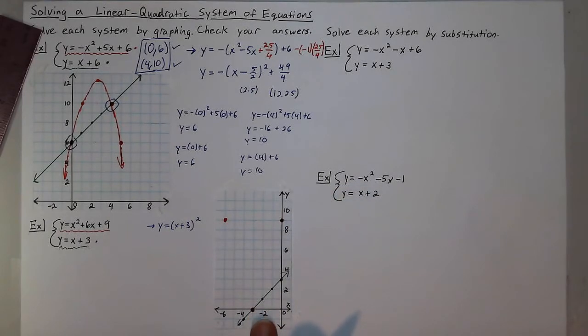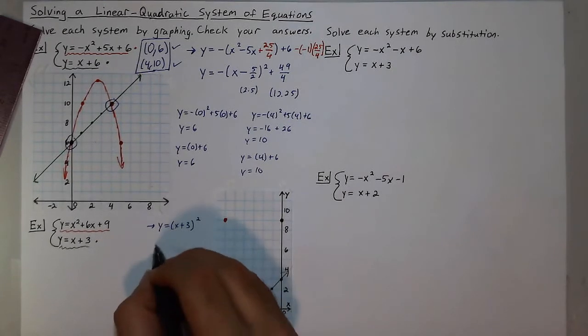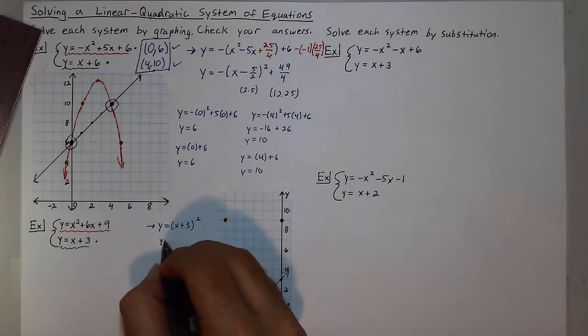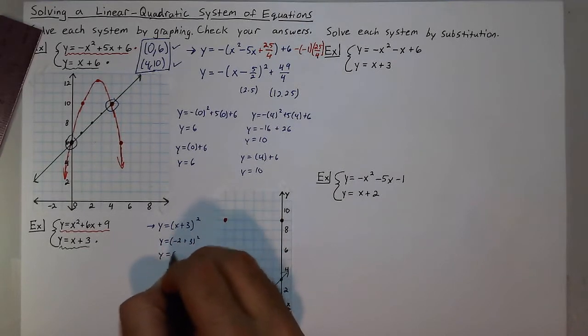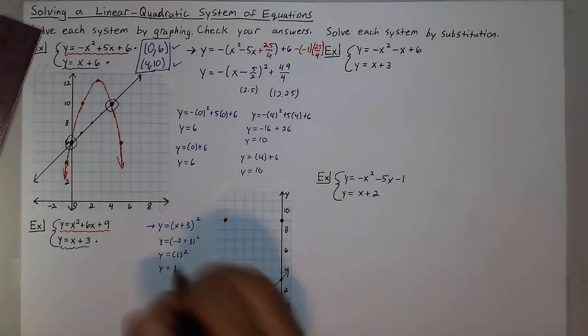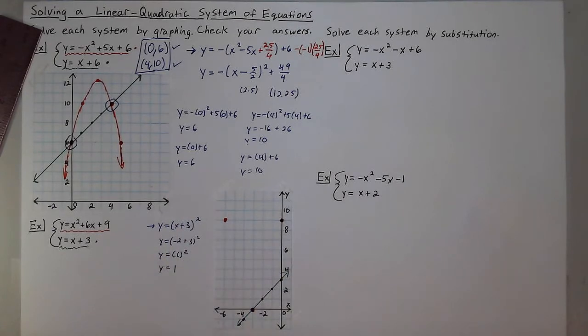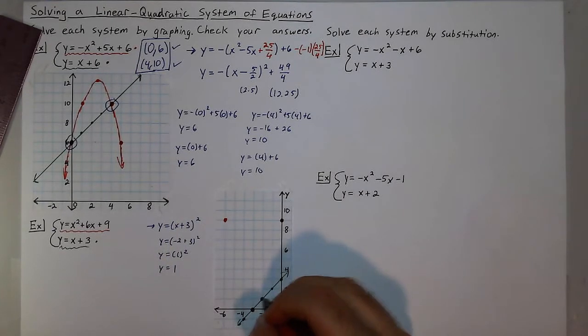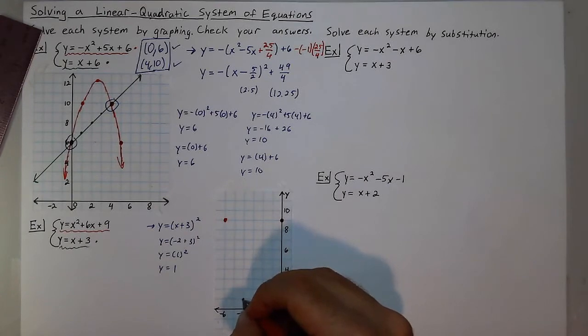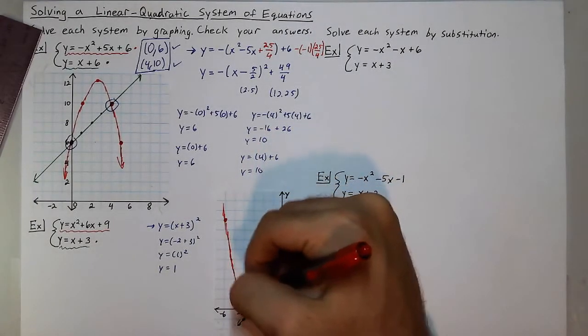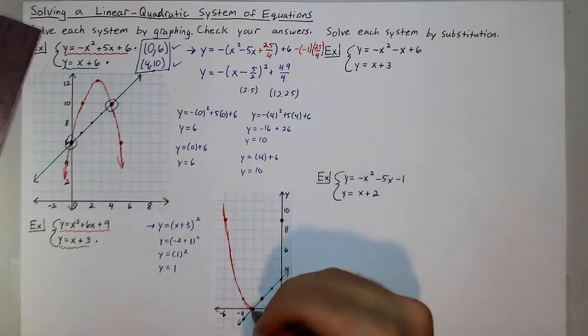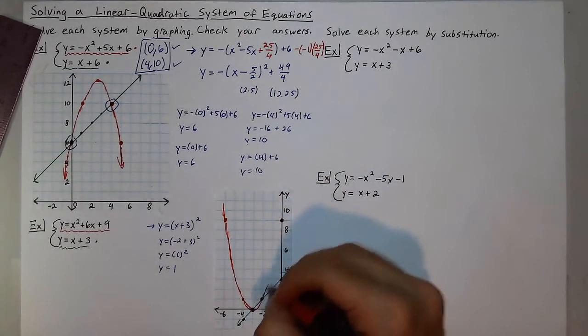And just to be safe that it does, if I were to plug negative 2 into this function, y is equal to negative 2 plus 3 squared, I get 1 squared, which is 1. So negative 2, 1 would be another point on the quadratic. So I can be doubly sure that they intersect there as well. So now when I go to graph, I can see my two intersection points.